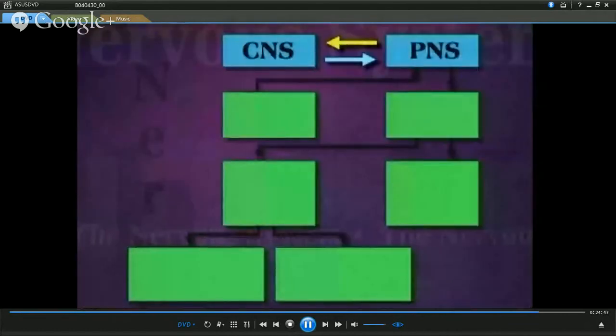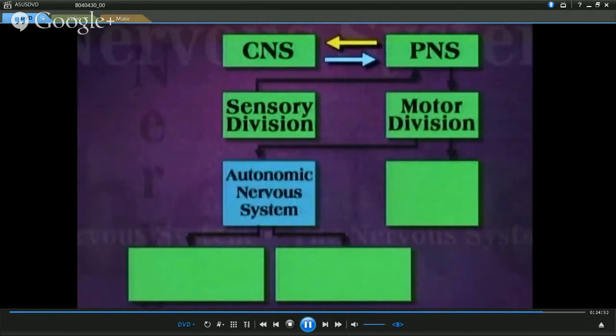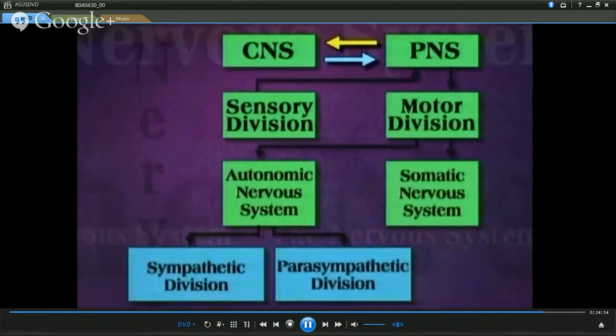The peripheral nervous system can first be broken down into the sensory division or motor division. Then the motor division can be further broken down into the autonomic and somatic divisions. Then the autonomic division can be divided into the sympathetic and parasympathetic divisions.